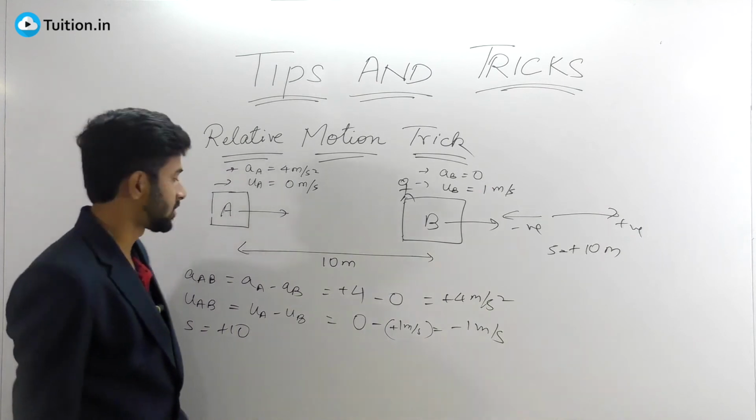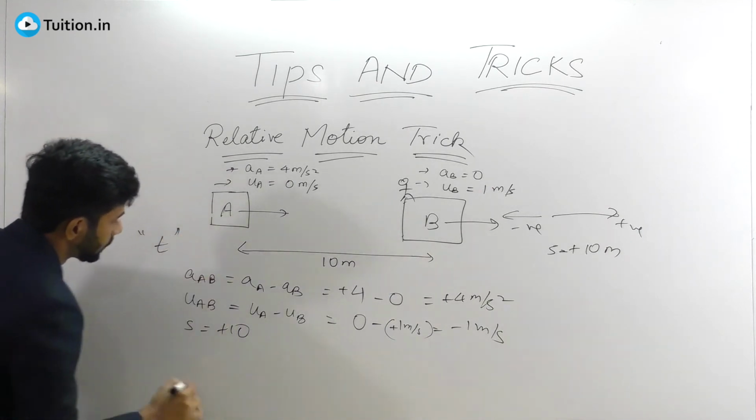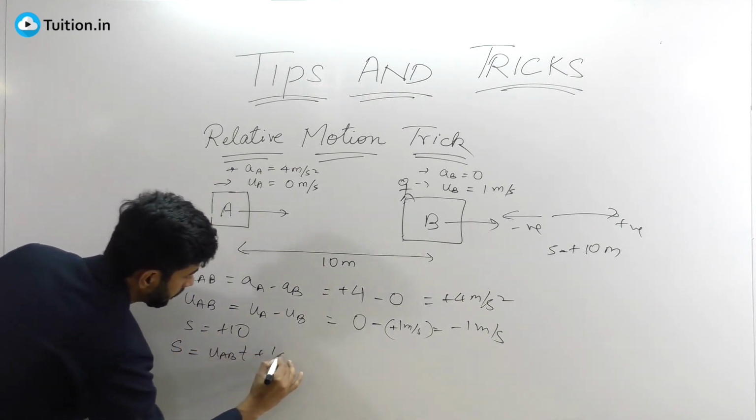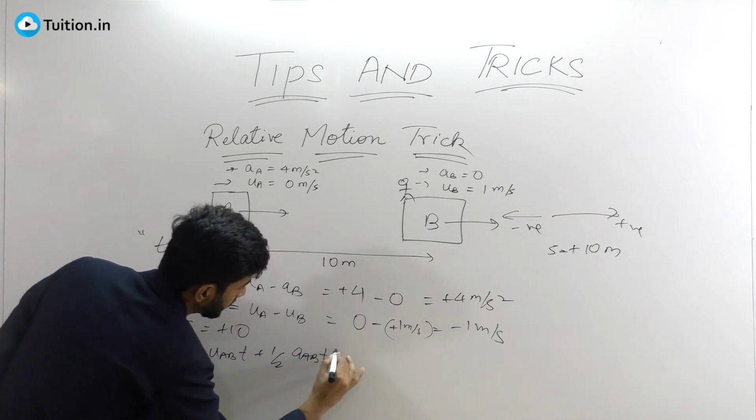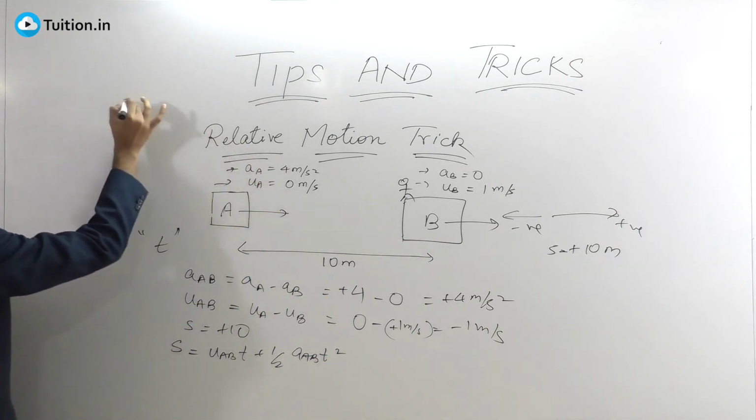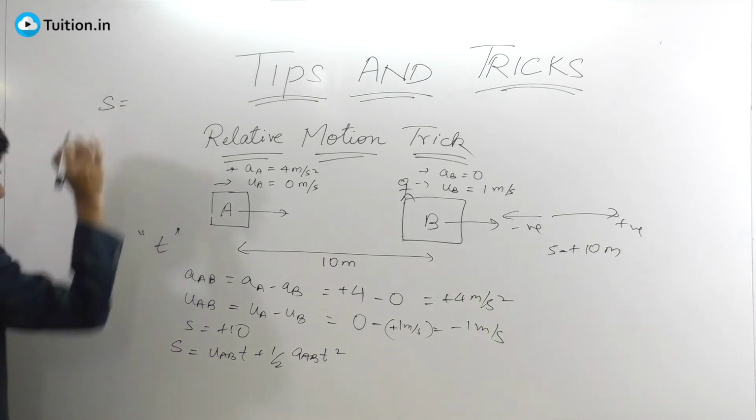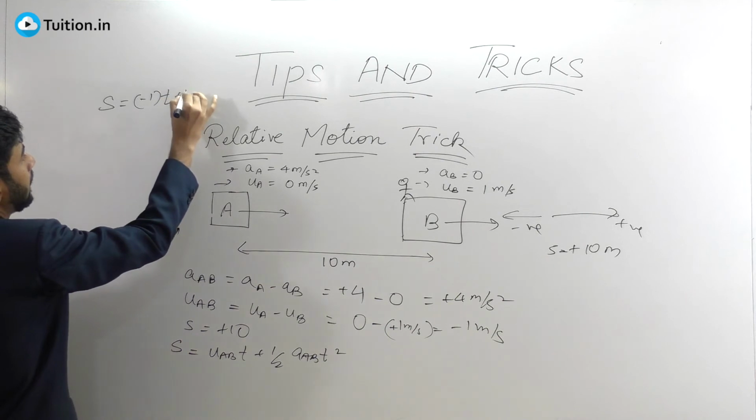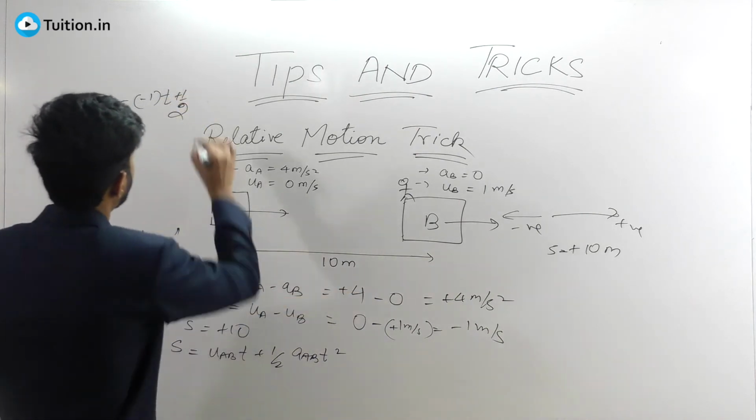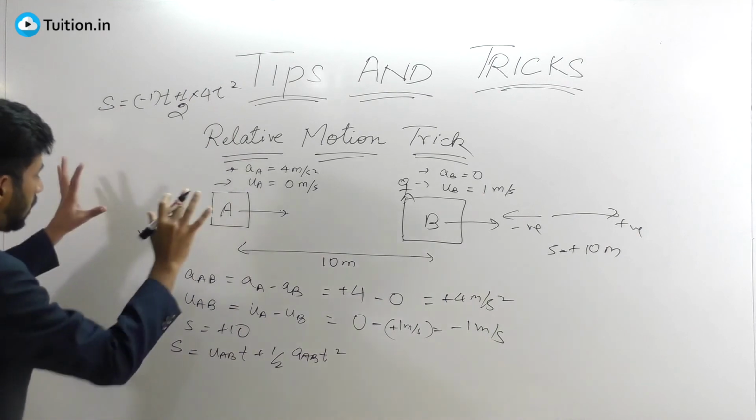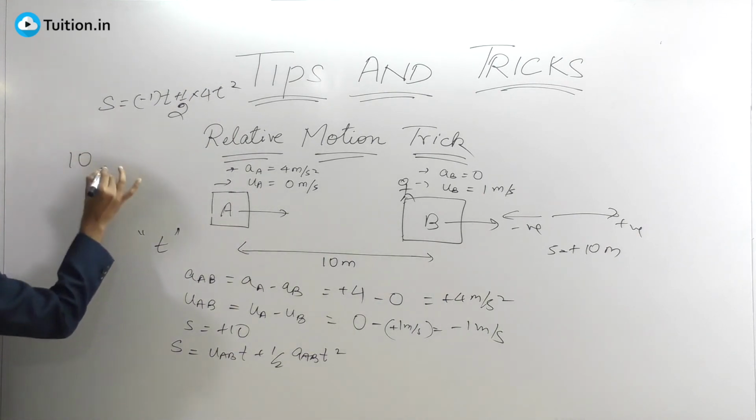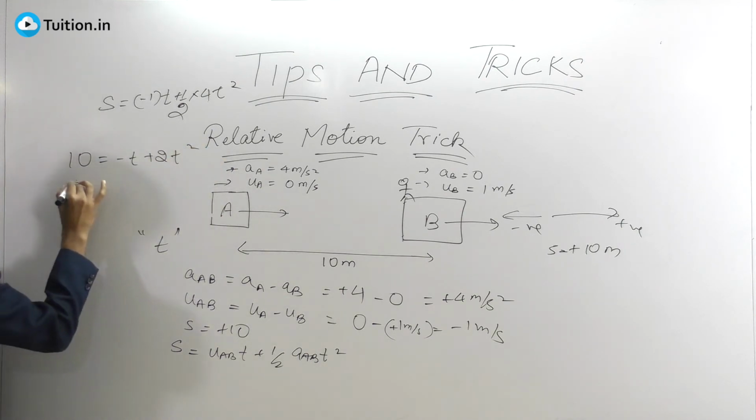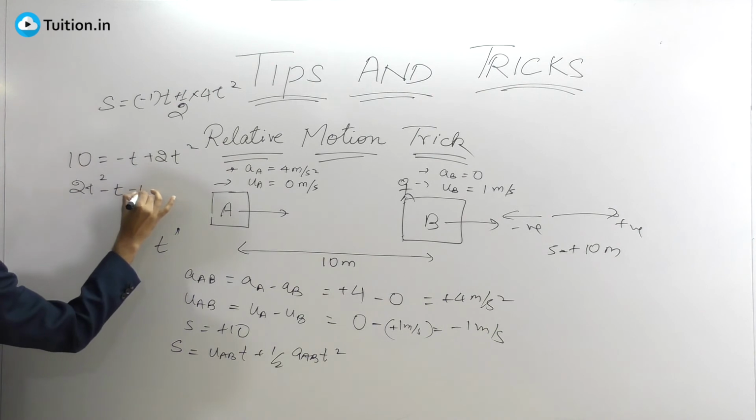Now, I will just use the second equation of motion. Let us say after a time t this is happening. S is equal to u_AB into t plus half a_AB into t square. Using this I can just solve it. S is plus 10, u_AB is minus 1, and a_AB is 4. So, 10 is equal to minus t plus half into 4 into t square, which is 2t square. We have a quadratic: 2t square minus t minus 10 equals 0.